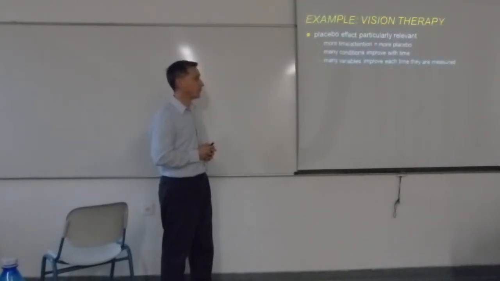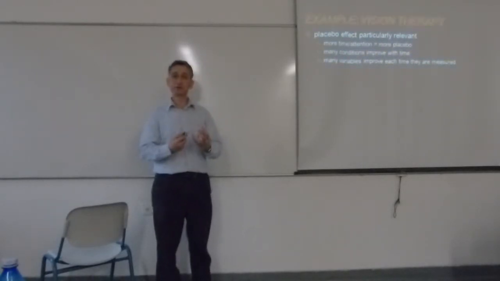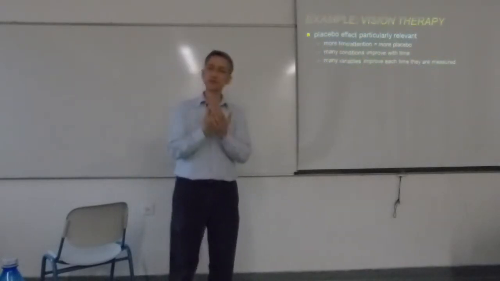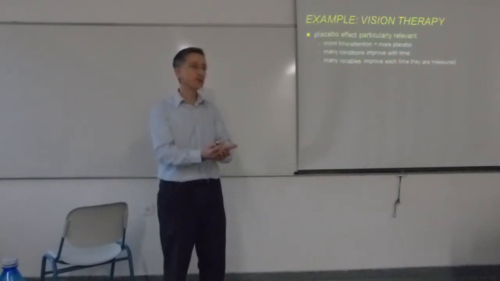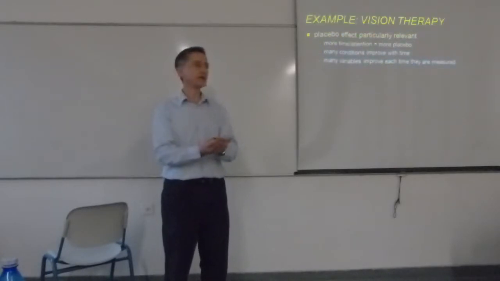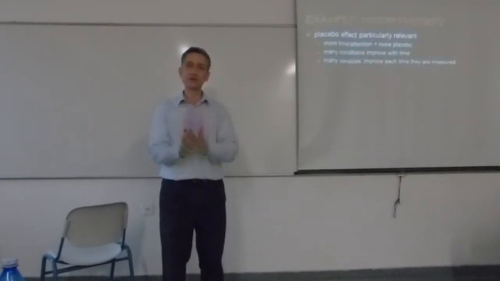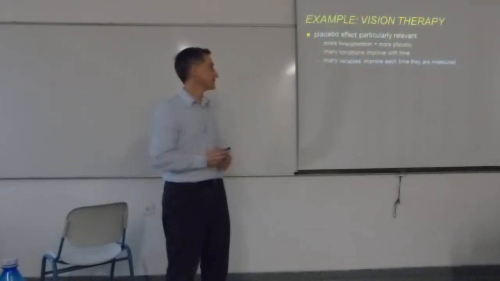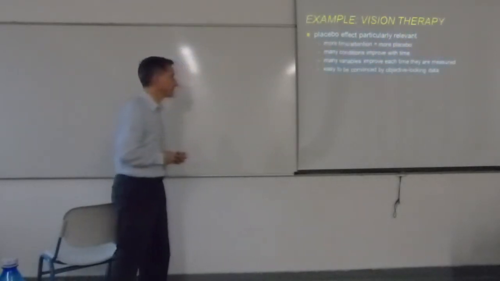Many variables improve with the practice of being measured, so they come into your office after vision therapy every week and you measure their convergence. Well, guess what? If you'd measured their convergence every week, they probably would have got a bit better even if you hadn't treated them. So that's why you need a randomized controlled trial.